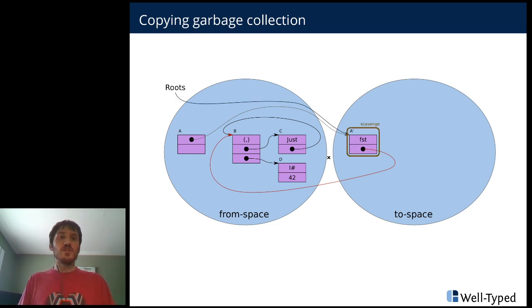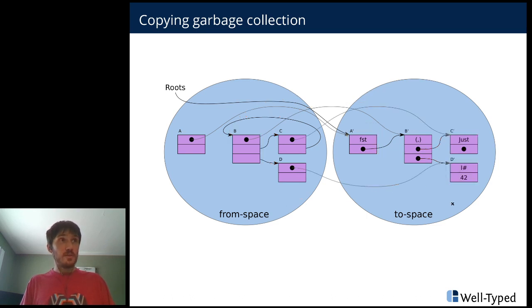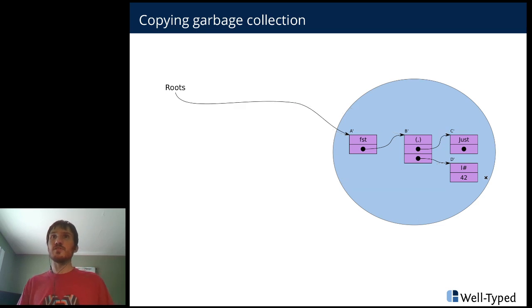Later, we will return to each of the evacuated closures for scavenging, where we walk over each of the closure's pointers and evacuate each of the objects to which it refers. So here, we will evacuate B, moving it into toSpace, and later, when we scavenge B prime, we will evacuate C and D, giving rise to C prime and D prime. At this point, we've run out of things to scavenge, and consequently, we are done with collection. We can now throw away fromSpace, freeing the memory associated with it, and allow the mutators to proceed with execution.